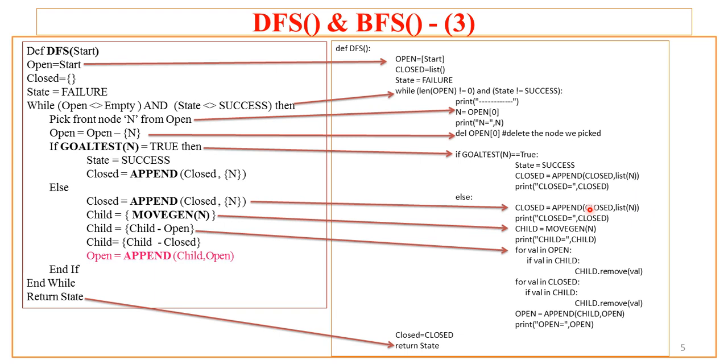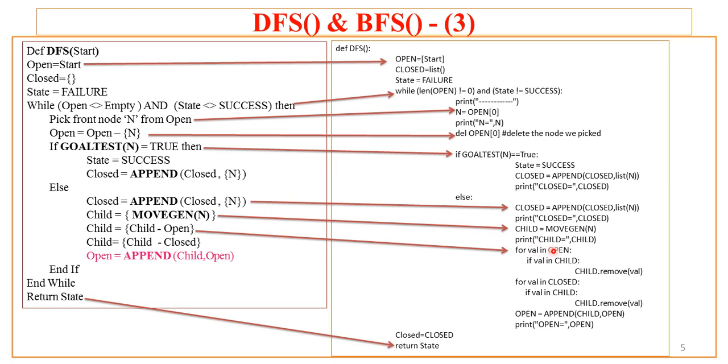till the node which are visited till the current operation. So here that is achieved, that node is appended to the closed and closed list is printed. This child equal to moveGen, this step is achieved by calling the moveGen function. The moveGen function returns the immediate successor of current node n, and that is stored in the child list. Now from child, the elements from the open are deleted. That is achieved using for val in open.